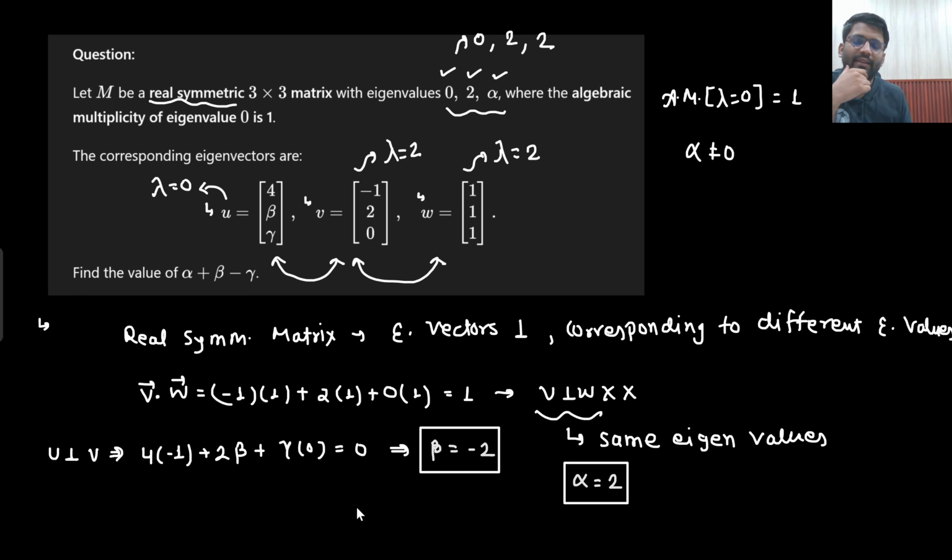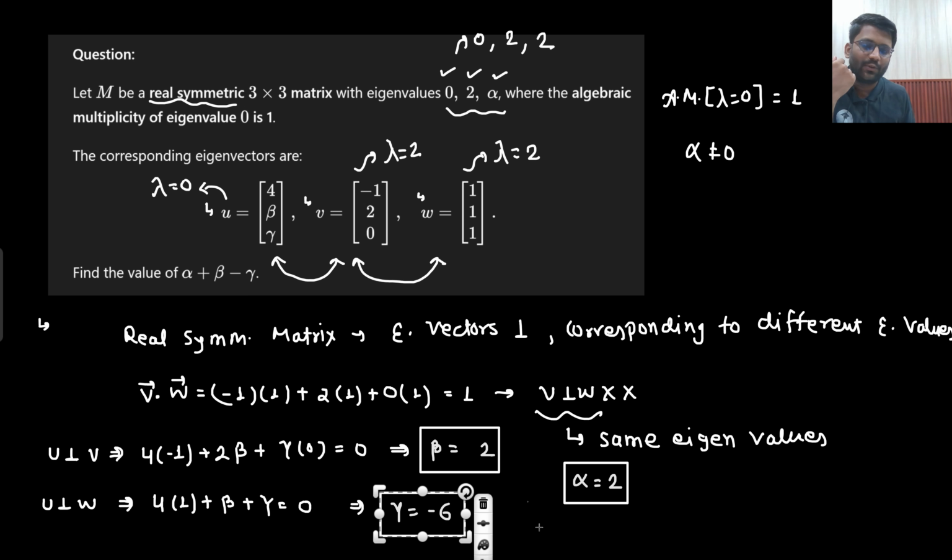The value of beta is coming out to be 2. And u is perpendicular to w as well. So from there what you will get? 4 into 1 plus beta into 1 plus gamma into 1 equals 0. So gamma will come out to be minus 6, because beta is 2. So 4 plus 2 is 6, gamma is coming out to be minus 6. So these are the values of alpha, beta, gamma.